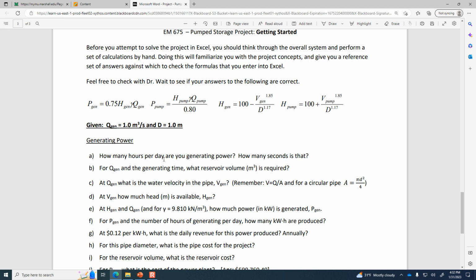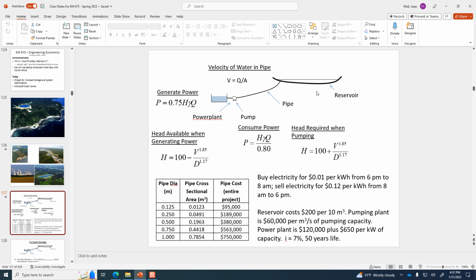So that's 10 hours per day. If you know the 10 hours per day, how many seconds is that? Okay, so if it's a certain number of seconds, and you know the Qgen is 1 cubic meter per second, now that is going to tell you how big the reservoir needs to be.